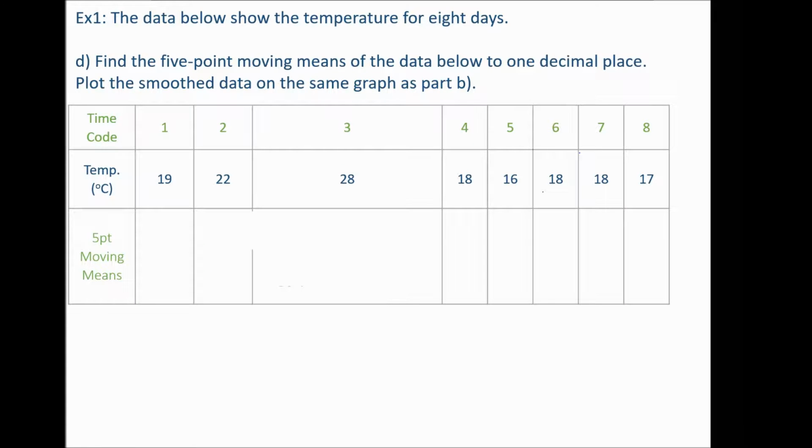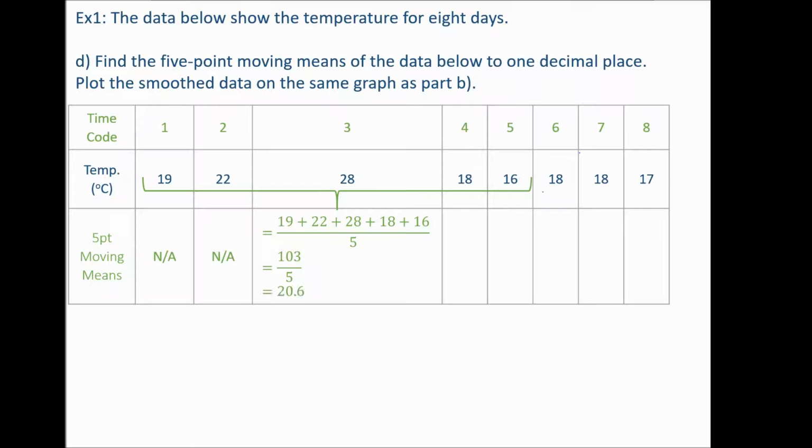Alright, big work, finding the 5-point mean. Now because it's 5 points, we're actually going to lose quite a few values here. Because if I'm doing those 5 to start, that's centered about 3. So I'm actually going to lose both 1 and 2. So the value that I get will belong at the time code of 3. I find the average of those 5. Ta-da! That equals 103 over 5, which is 20.6.